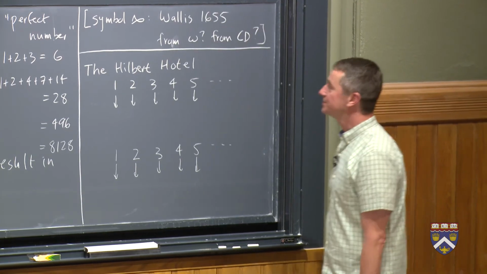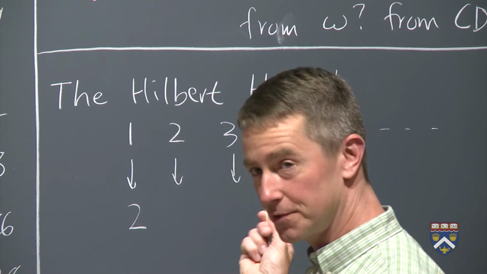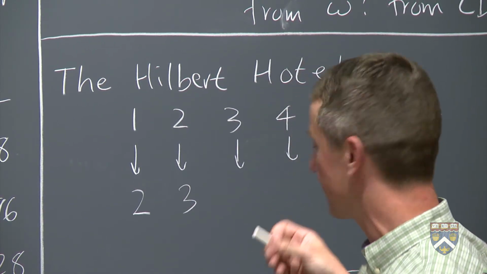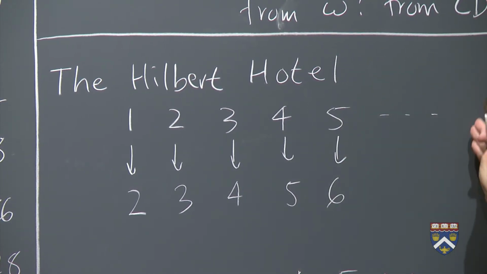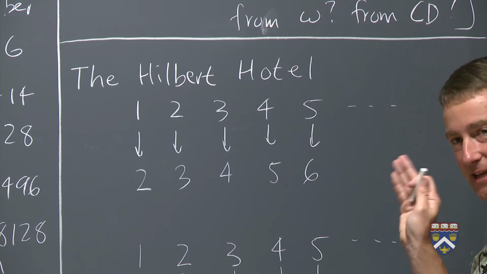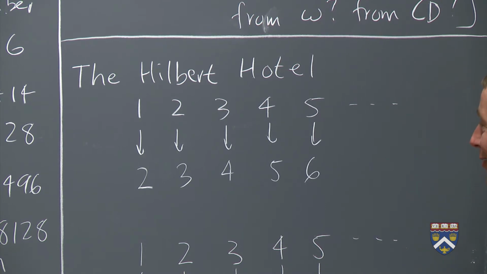So the solution is that you suggest that the person who's currently in room 1 should move to room 2. And the person who's currently in room 2 should move to room 3. And I think you see where the pattern is going to go here. And the person who's in room 1,000 will move to 1,001, and so forth. So everybody still has a room, right? And nobody had to share with somebody they weren't sharing with already.